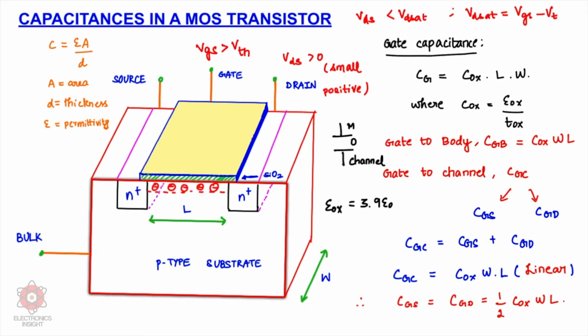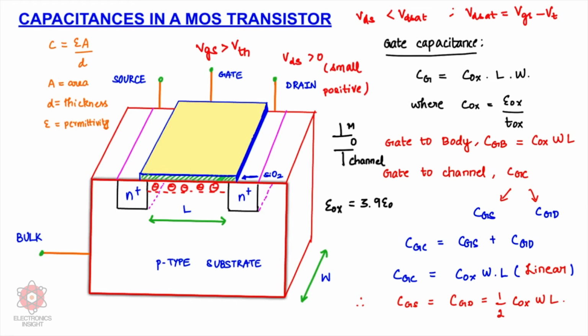So therefore the gate to channel capacitance can be written as gate to source capacitance, the influence of the source, and the influence of the drain will be there. So gate to drain capacitance. The summation of gate to source capacitance and gate to drain capacitance is nothing but the gate to channel capacitance, the capacitance that is formed between the gate and the channel. Fine. So the gate to channel capacitance is nothing but the gate capacitance.